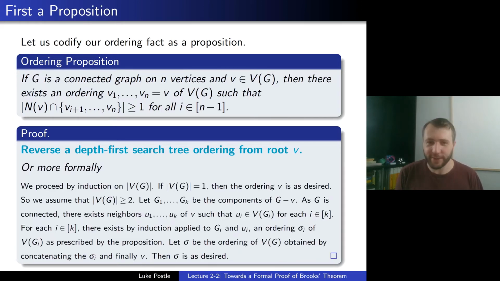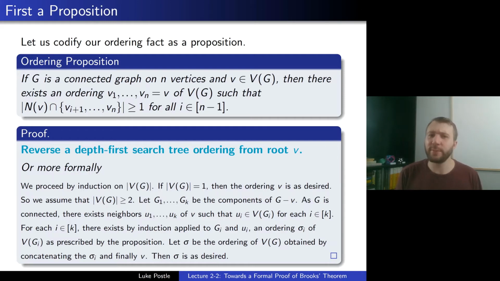We proceed by induction. If n is 1, it's obvious. If n is at least 2, then you take the components when you delete v, and as G is connected, v has a neighbor u1 up to uk in each of those components. For each of those you apply induction to Gi and ui, get an ordering from them as prescribed by this proposition, then concatenate all the orderings and put v at the end, and that's the desired ordering.